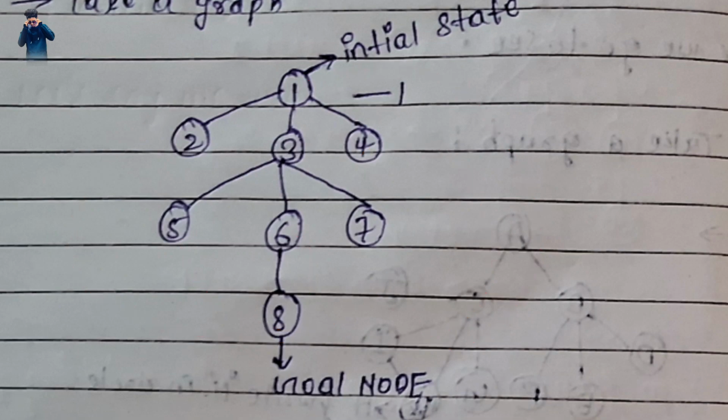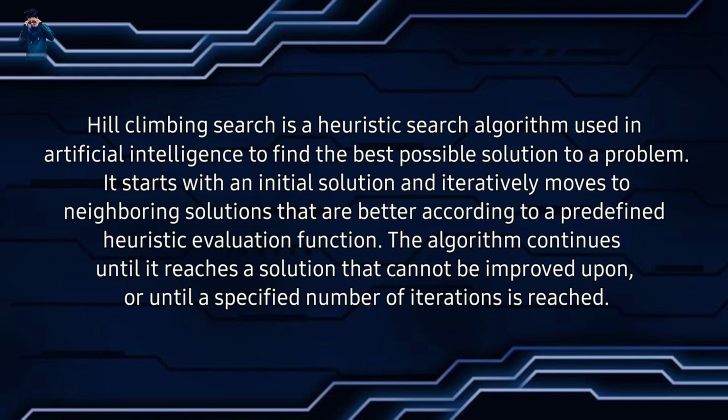That's it. Hill climbing search is a heuristic search algorithm used in artificial intelligence to find the best possible solution to a problem. It starts with an initial solution and iteratively moves to neighboring solutions that are better according to a predefined heuristic evaluation function. The algorithm continues until it reaches a solution that cannot be improved upon or until a specified number of iterations is reached.